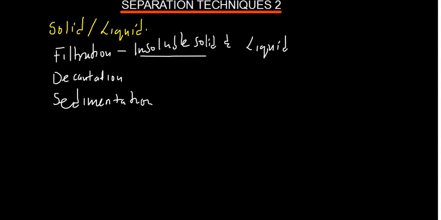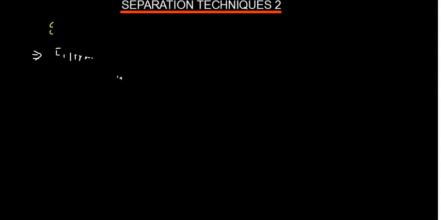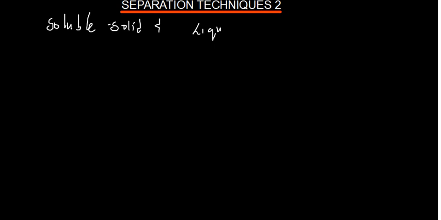Now when you mix sugar and, let's say, water, sugar or salt dissolves, so you will not use filtration. You are going to use another method for that one, right? So let's talk about that. Now, what if you want to separate a soluble solid and a liquid? What we mean by soluble solid is a solid that dissolves. Okay, you want to separate it from a liquid.